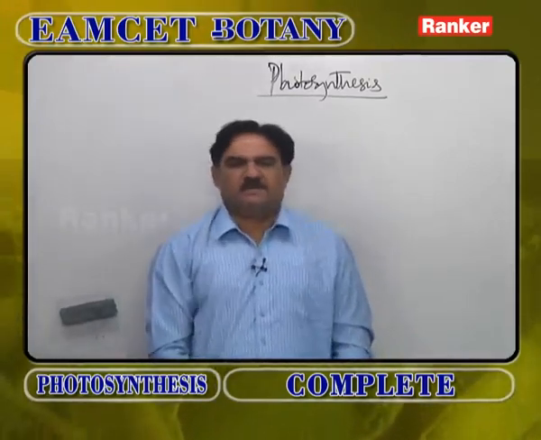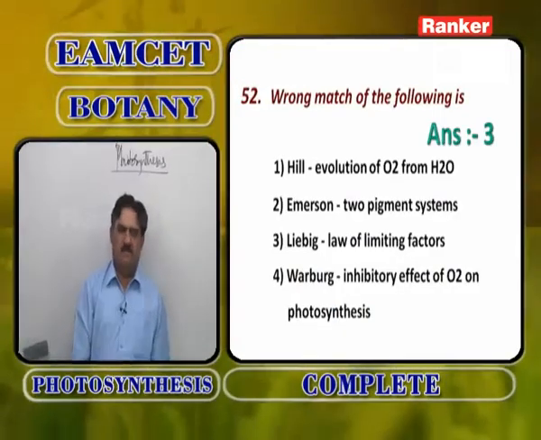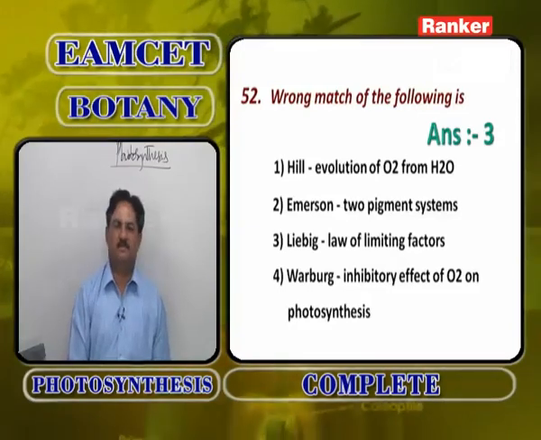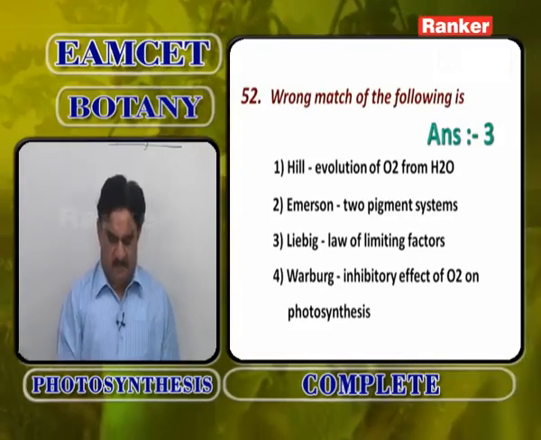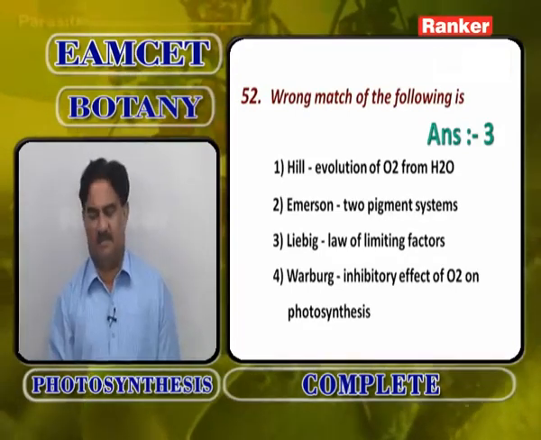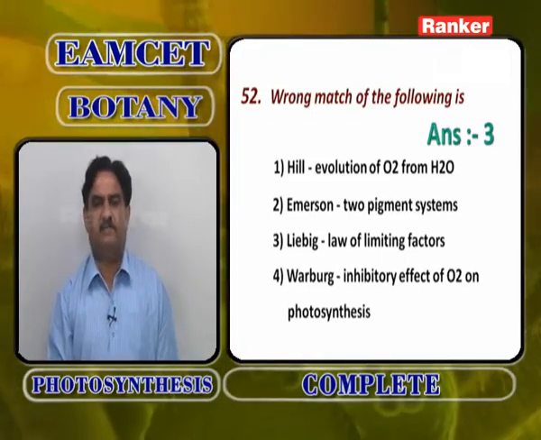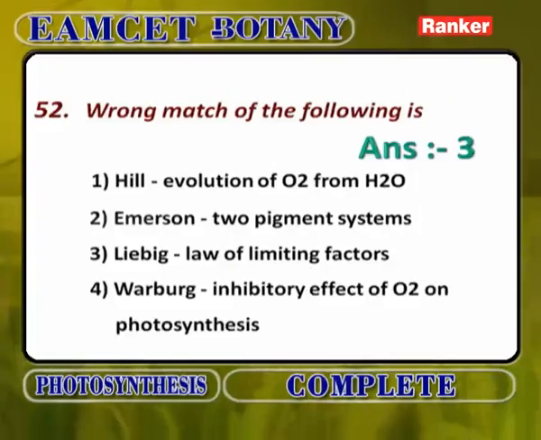So the wrong match in the following: Hill, evolution of oxygen from water, is true. Emerson, discovery of two pigment systems by Emerson's enhancement effect and proposing a concept called red drop. Warburg, inhibitory effect of oxygen on the rate of photosynthesis, is correct. Liebig, law of limiting factor, is wrong. Liebig is law of minimum, not law of limiting factors.